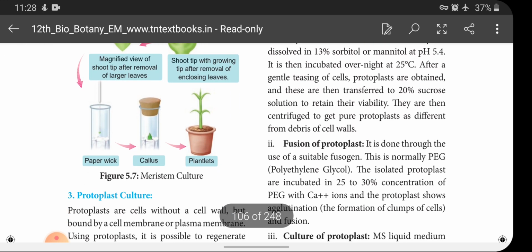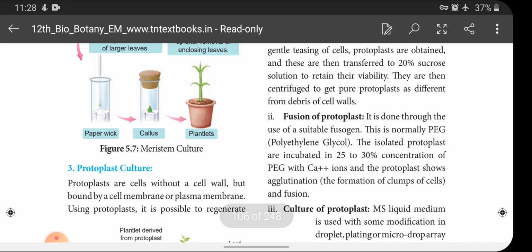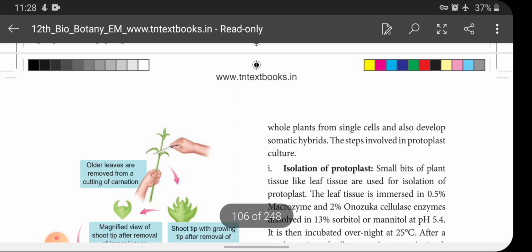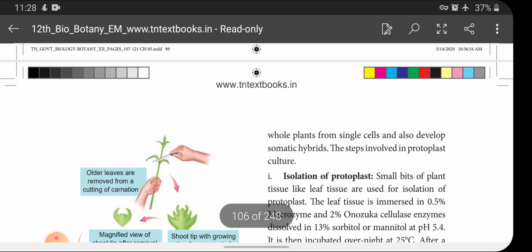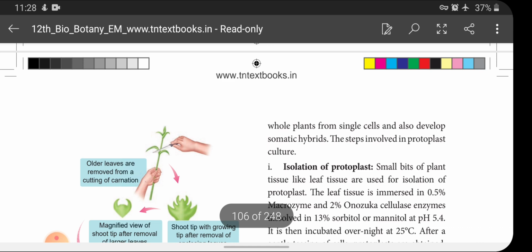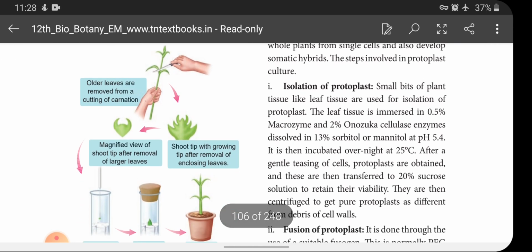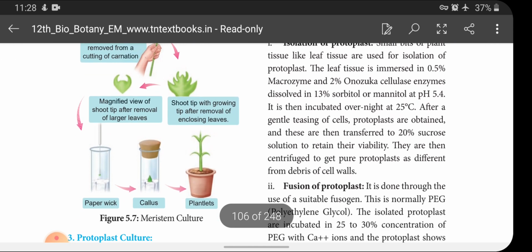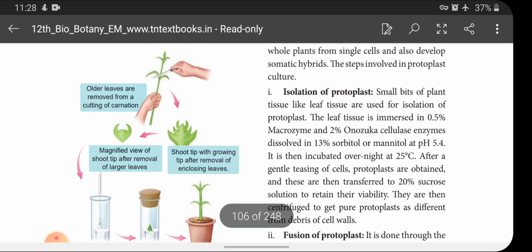So protoplast I already said. This will be a 5-mark question for you children. What is protoplast culture? Explain the various steps involved in protoplast culture, okay. Using protoplast it is possible to regenerate a whole plant from a single cell and also develop somatic hybrids. The steps involved in protoplast culture: first, isolation of protoplast. You can refer to the diagram also, children.